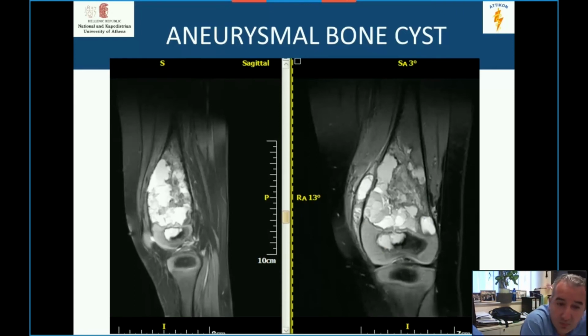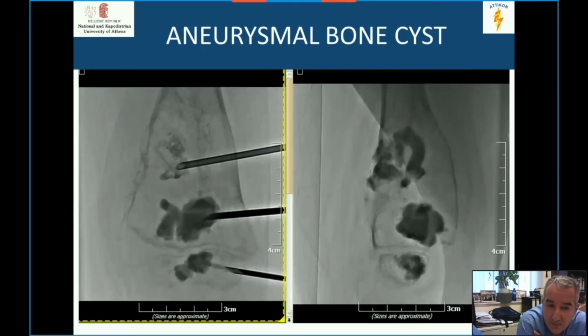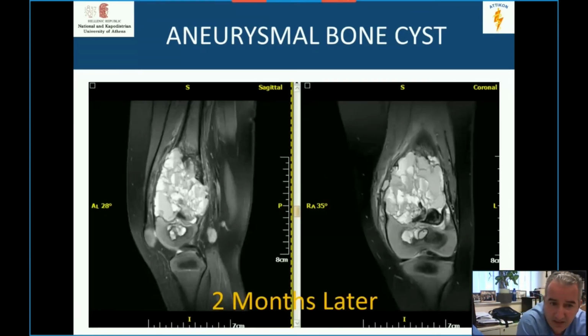This is a 6-year-old male patient. He was twice operated for this aneurysmal bone cyst in the femoral bone. Then after the second operation, the patient was referred to our department. We tried to treat that with transarterial embolization, followed by cement injection. Here we are using pyrophosphate cement because this is a very young patient. 2 months later, honestly speaking, there is not much of a difference on the MRI prior and after our attempts.